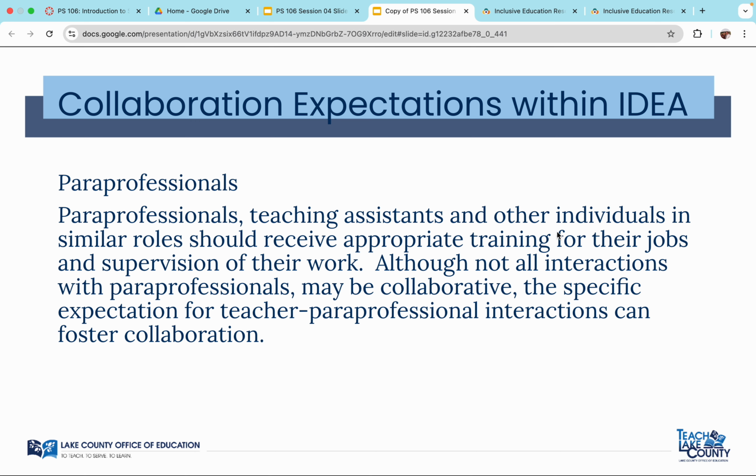Paraprofessionals, teaching assistants, and other individuals in similar roles should receive appropriate training for their jobs and supervision. Does that happen all the time? No, it does not happen all the time. In fact, I would say it happens very rarely.